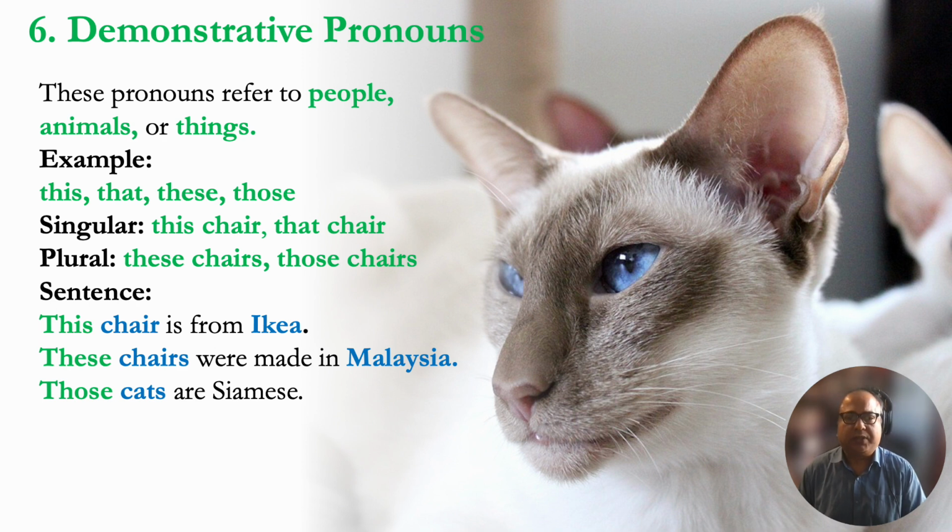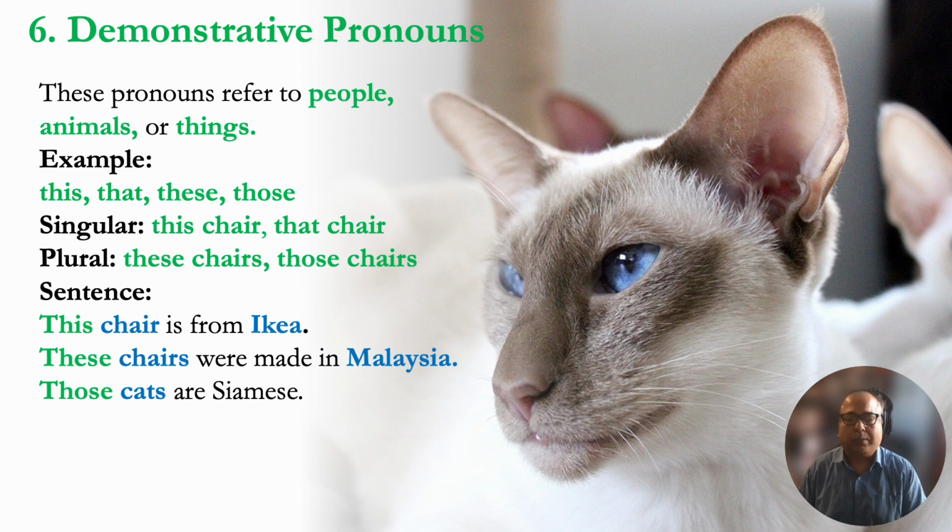Next, demonstrative pronouns. Now, demonstrative pronouns refer to people, animals, or things, but they are specific, right? The people are specific. There is a specific animal that the demonstrative pronoun refers to. This, that, these, those. You know how we say, this chair is mine, or this is my book, and that is your book? This chair, that chair. Notice the difference between singular and plural demonstrative pronouns.